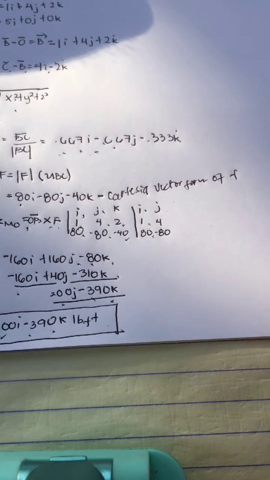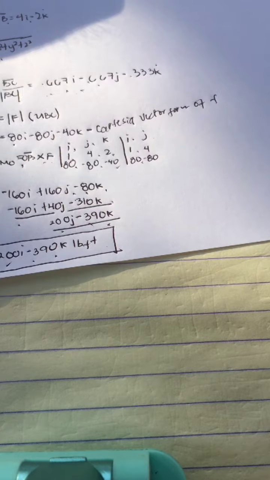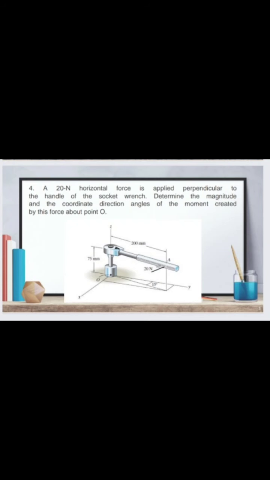That is number 4. So a 20 Newton horizontal force is applied perpendicular to the handle of the socket wrench. Determine the magnitude and the coordinate direction angles of the moment created by this force about point O.